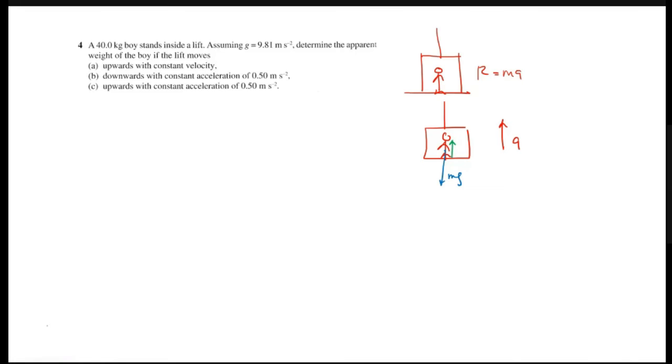I forgot to draw the F. You start with F equals ma, and the direction of A determines where is positive. So A is pointing upwards, and everything pointing upwards is positive. In this case, when the lift is going upwards, the net force is positive because it has the same direction as the acceleration, so positive F minus mg.